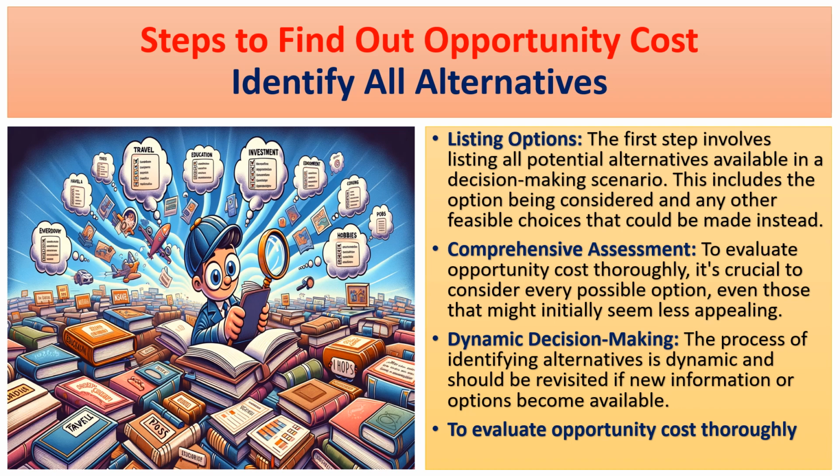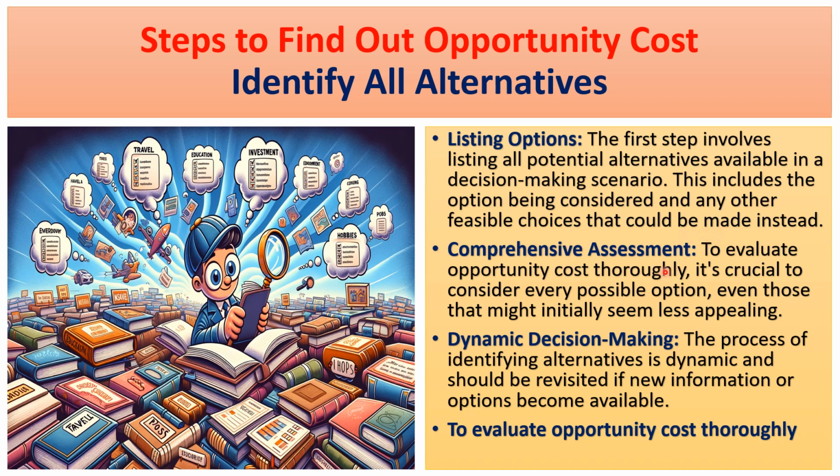Now let us see the steps to find out opportunity cost. The first step to find out opportunity cost is identification of all alternatives. Identification of alternatives involves listing options, comprehensive assessment, dynamic decision making, and to evaluate opportunity cost thoroughly. Let us see one by one. So, listing options. The first step involves listing all potential alternatives available in a decision making scenario. This includes the option being considered and every other feasible choice that could be made instead.